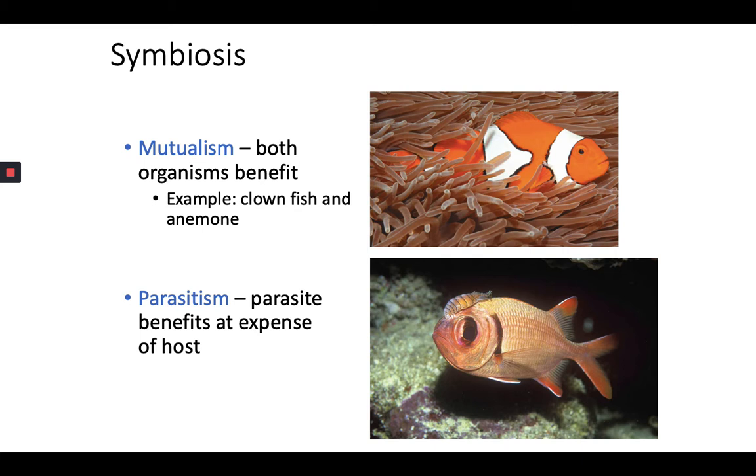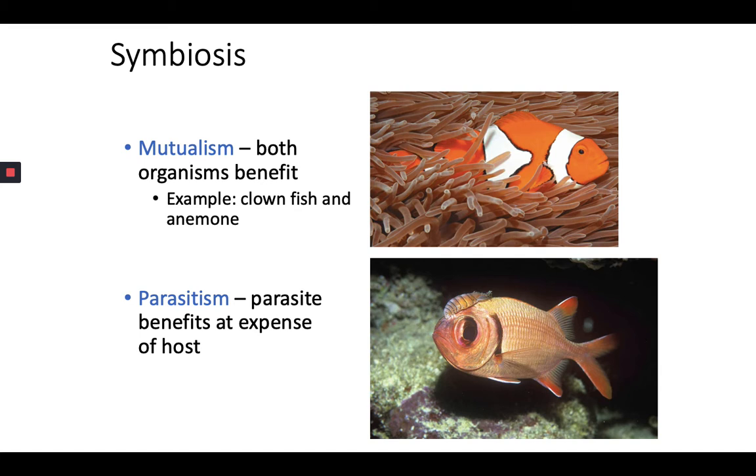The next type of symbiosis is mutualism. And in mutualism, both organisms benefit. An example here is the clownfish and the anemone. So the clownfish live in the anemone, and they get a safe place to live. And the anemone are protected by the clownfish, who's very territorial and chases other fish away that might nip at the anemone's tentacles.